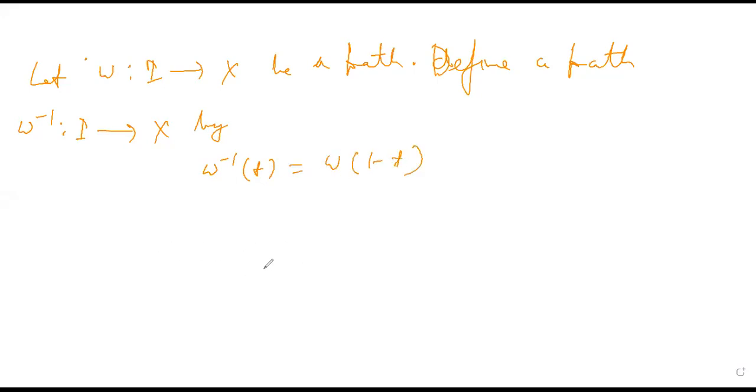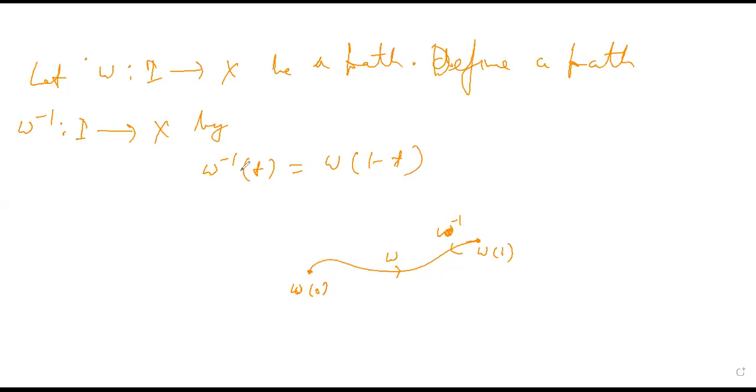So how will this path look like? You can see that if omega is this path, this is going to be your omega 0. This is your omega 1, right? Then omega inverse will be a path which will start from here and end here.